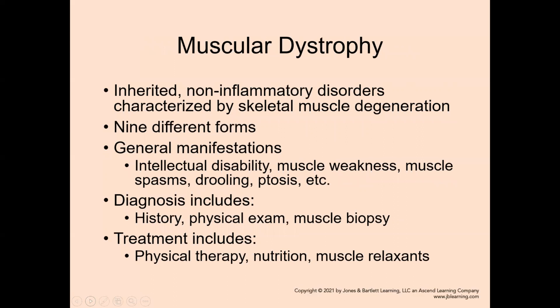Muscular dystrophy is an inherited non-inflammatory disorder that is characterized by skeletal muscle degeneration. There are many different forms. In general, these folks have intellectual disabilities, muscle weakness, muscle spasms, drool. They generally cannot walk. Diagnosis includes history, physical exam, and muscle biopsy. Treatment includes physical therapy, nutritional therapy. Sometimes they have to be fed by a feeding tube, and muscle relaxants.